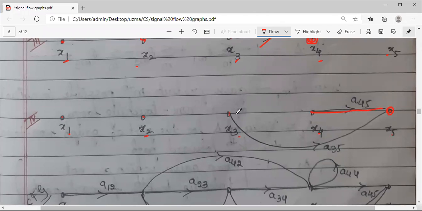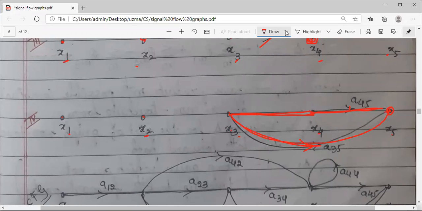From X3 I could have drawn one more line, but it is overlapping with this line. So let me not take that. Let me take one curved path. Why am I taking a curved path? Because there is already one branch here, so if I take one more line here, it is overlapping and you cannot identify it. To avoid that confusion, let us take a separate branch directly from X3 to X5.